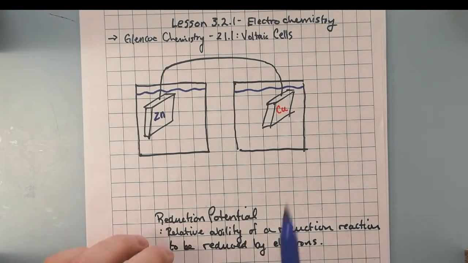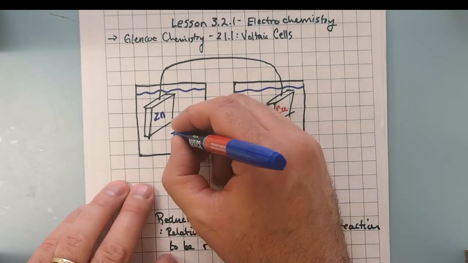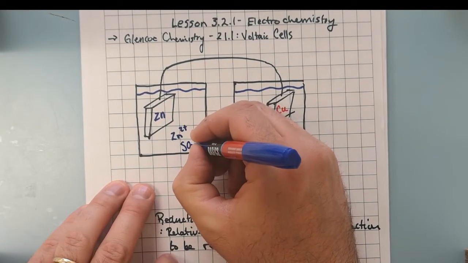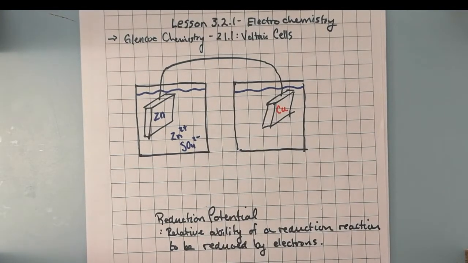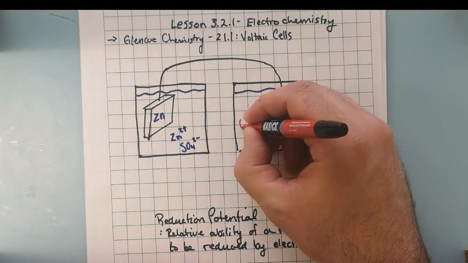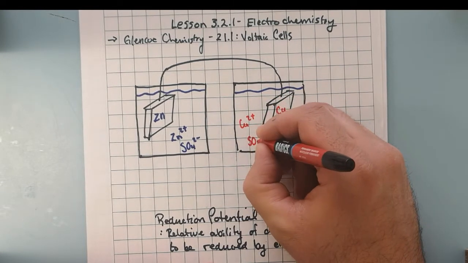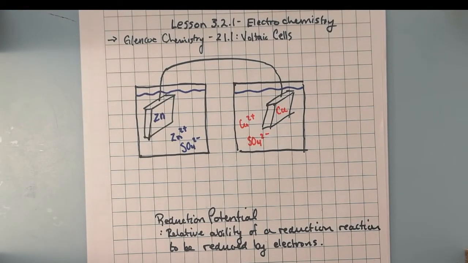Our zinc electrode is going to be suspended in a solution. This solution is going to contain zinc sulfate, so zinc 2+ ions, and sulfate, SO4 2- ions. Our copper sulfate electrode will be suspended in a solution that contains copper 2+ ions and SO4 2- ions. Let's look up the reduction potential of each half reaction.